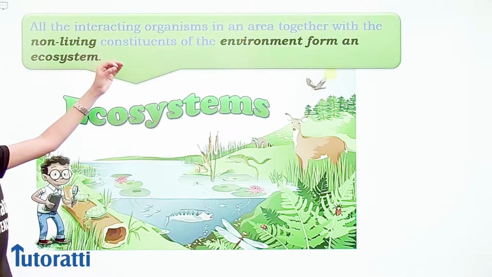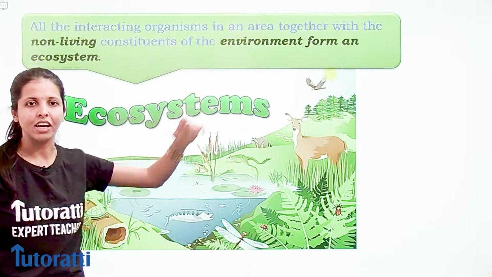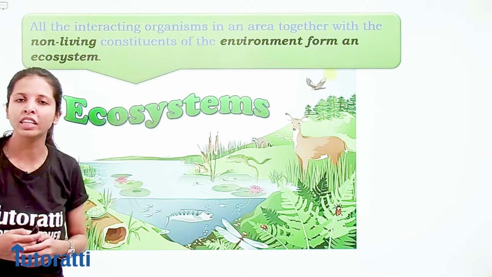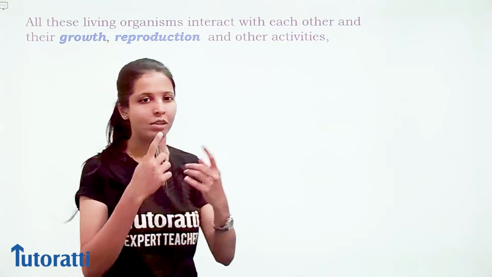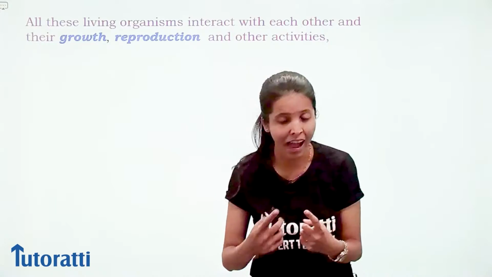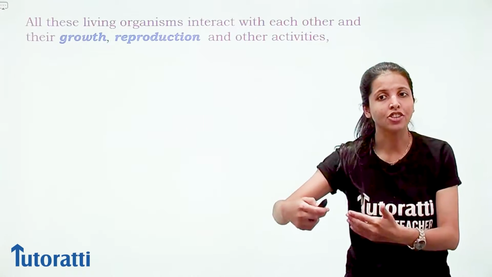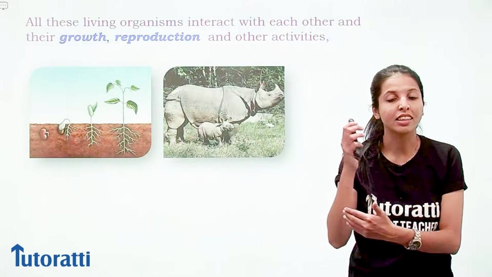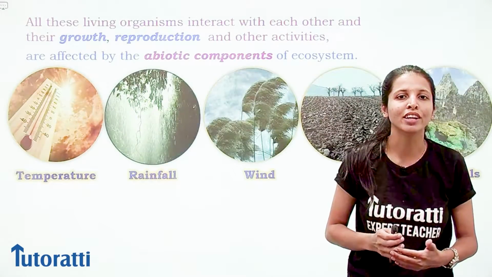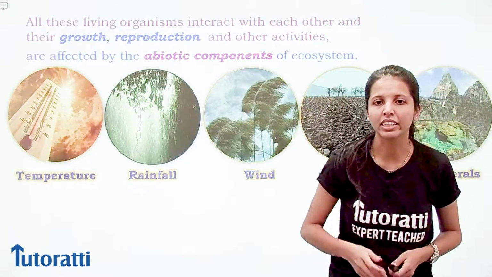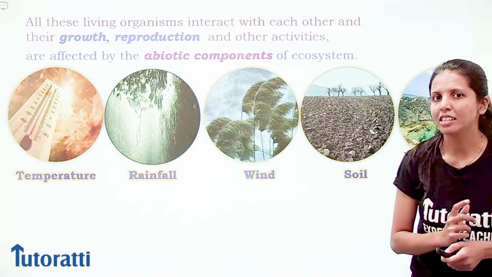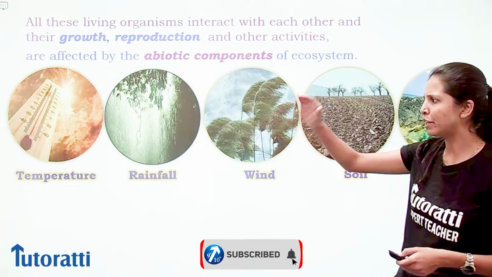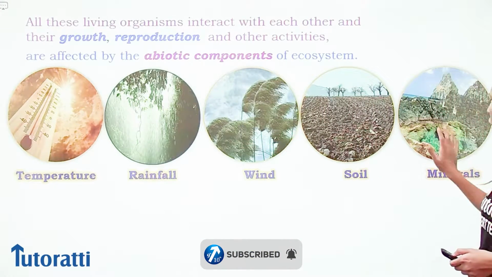So chalo, one more time. All the interacting organisms in an area together with other non-living constituents of the environment form an ecosystem. All these living organisms interact with each other, and their growth, reproduction and other activities, kids, are dependent on their surroundings. Yes, they are going to be affected by the abiotic components of the ecosystem. What are these abiotic components? Let us see. Temperature, rainfall, wind, soil, minerals.